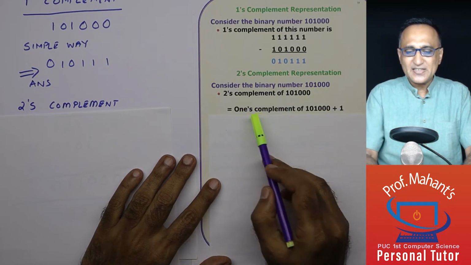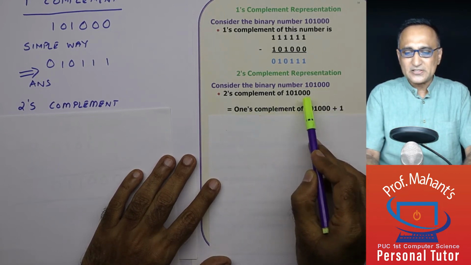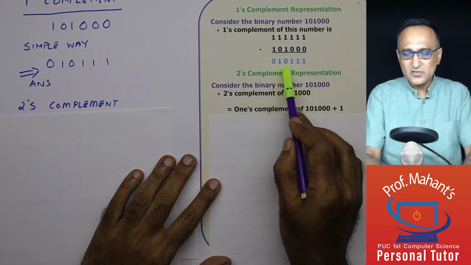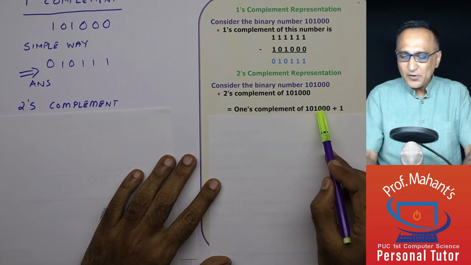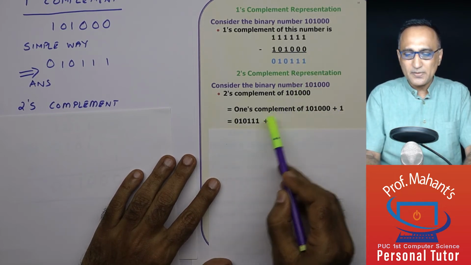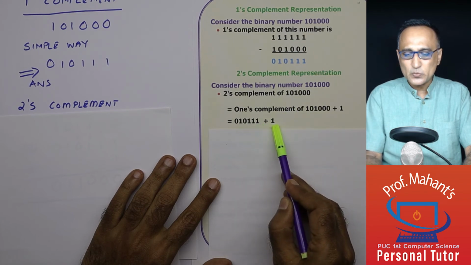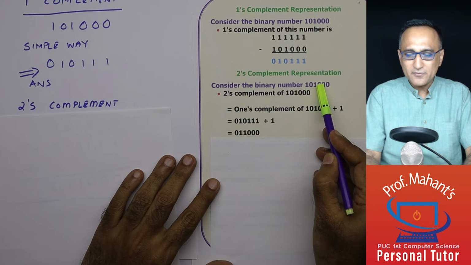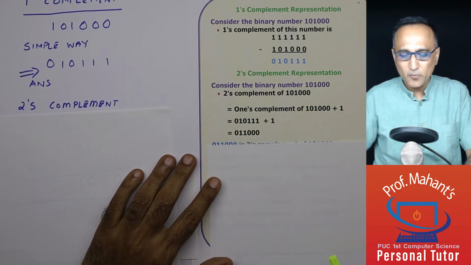You need to first get the ones complement of this. Ones complement of this fellow is going to be this much: 0, 1, 0, 1, 1, 1. And to that you need to add 1. So what happened here? I got the ones complement of this number, and I add 1 to it. When I add it, I get this number. So 2's complement of this fellow happens to be this fellow.